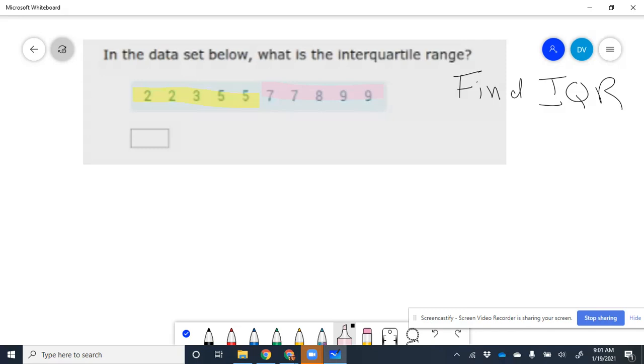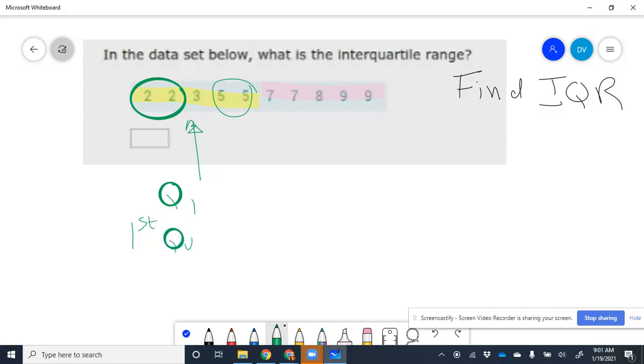Okay. So I'll use a green marker. For the smaller numbers, we want the lower half of the yellow numbers and the upper half of the yellow numbers. So what is the middle of those? We call it the first quartile. Isn't that going to be 3? So that would be our first quartile. Sometimes it's called Q sub 1, sometimes it's called the first quartile, and sometimes it's called the lower quartile.